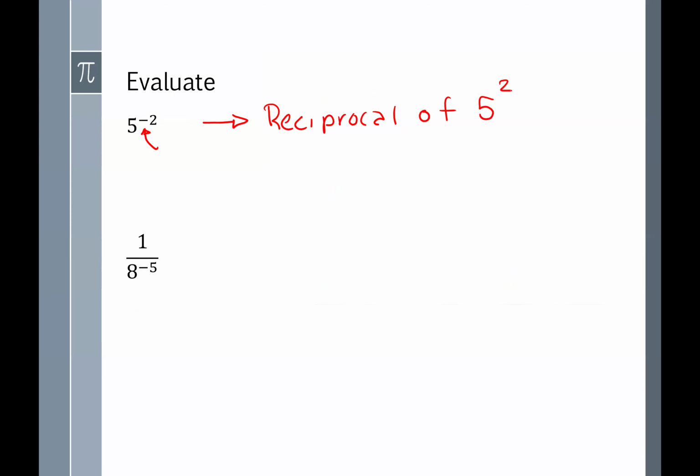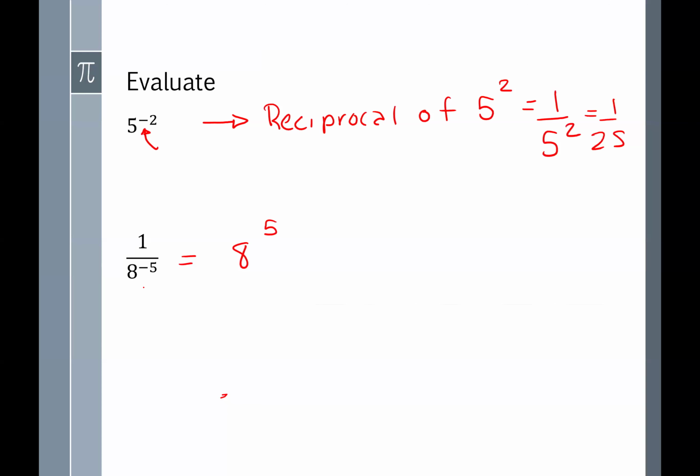So what is 5 to the -2 equivalent to? It's equivalent to 1 over 5 squared. So when you've got a negative, it means take the reciprocal. So that's 1 over 25. Now, if it's in the denominator, I don't care. It still means to take the reciprocal. So if I have 1 over 8 to the -5th, I take the reciprocal by flipping it over. So is this equal to 8 to the 5th? Again, that's what that means.